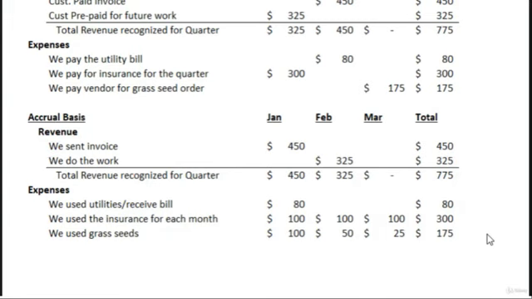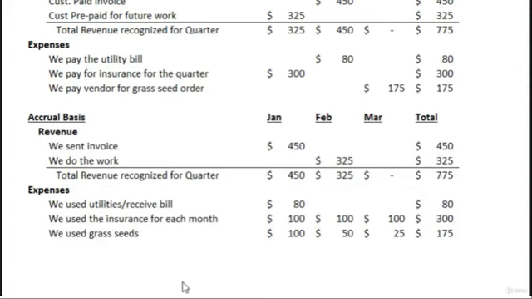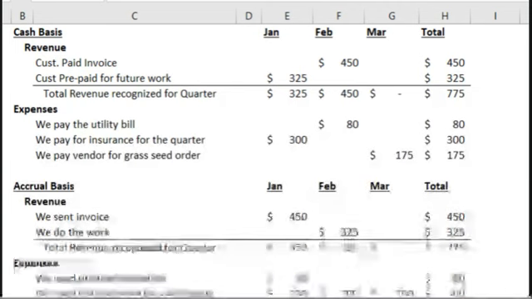So in our final example, we ordered some grass seeds a while back, and we've never paid the vendor for the grass seeds, but we're using them. So we ordered the grass seeds, they came in, we're using them. We used some of the grass seeds in January, some in February, and some in March. And so under the accrual basis, when we use those grass seeds is when we have an expense. Using up the grass seeds is using up a resource, means that that is when the expense occurs.